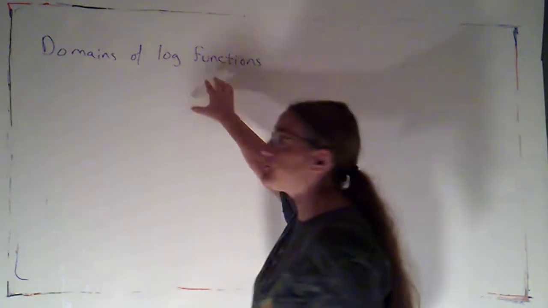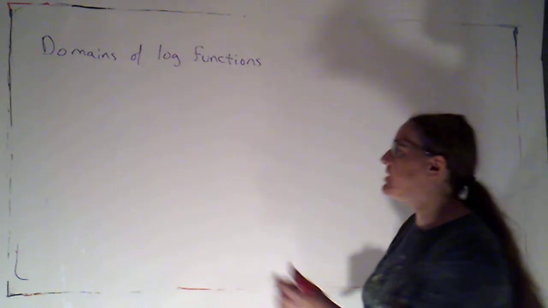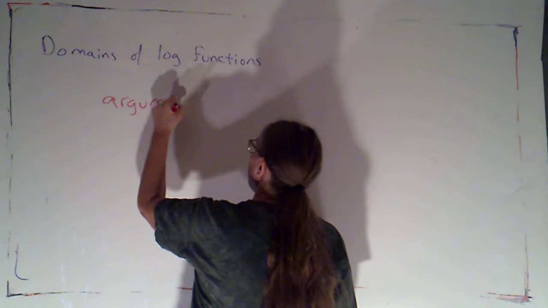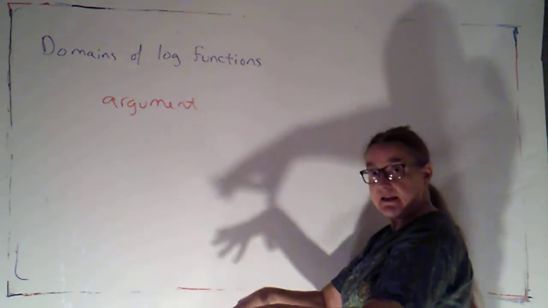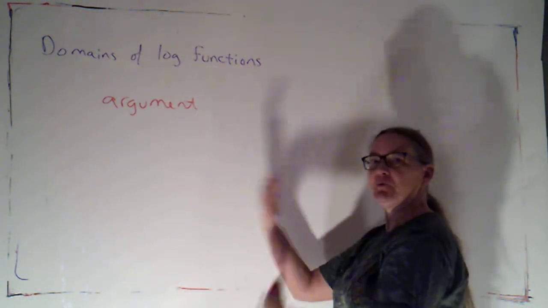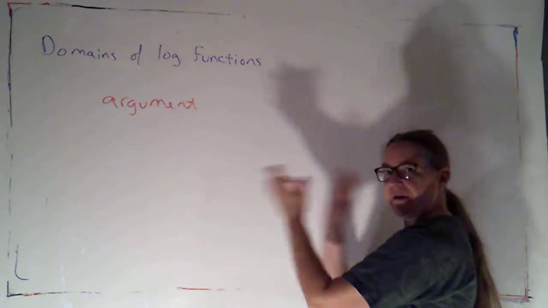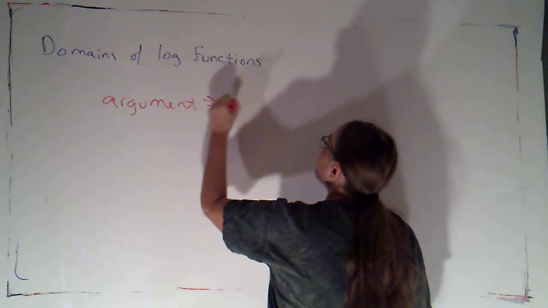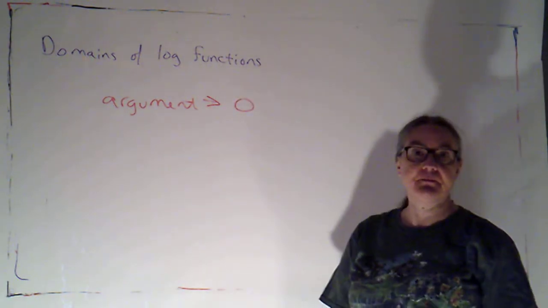We've talked a little bit about the domains of log functions as we were graphing them. And in general, the rule is just this. The argument, which is the thing you're plugging into log, that's the thing when you rewrite it in exponential form, it becomes the result, okay? The argument must be strictly positive, okay?